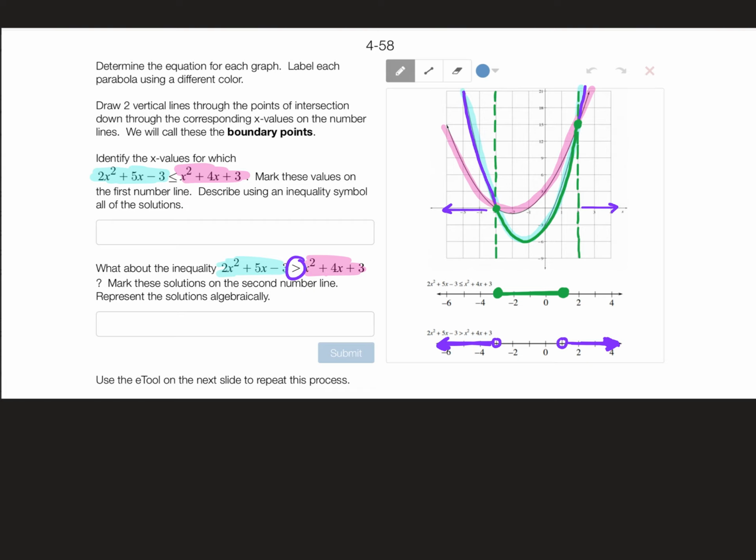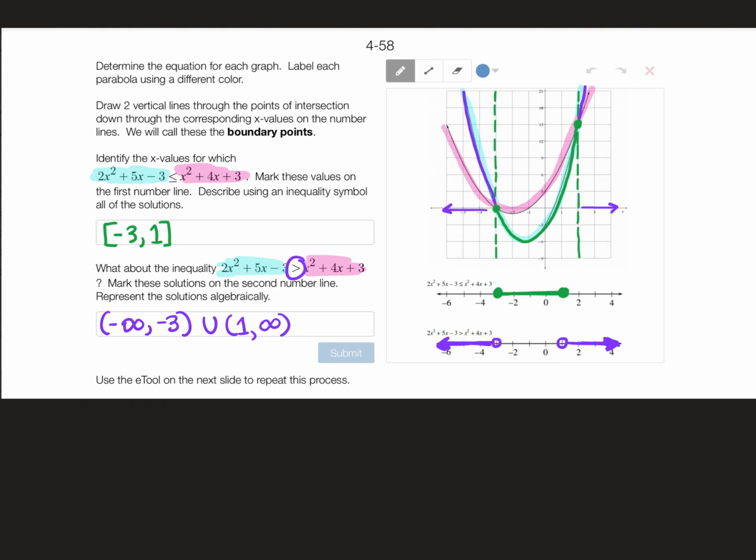So let's represent these now algebraically. So for the first graph, if we use our interval notation, we have everything between -3 and 1. If we use interval notation on the second one, it's everything from -infinity to -3, but not including -3, and then everything from 1 to positive infinity.